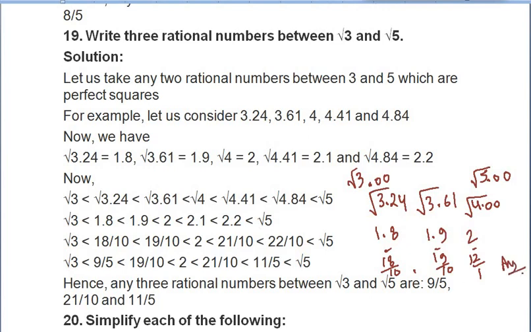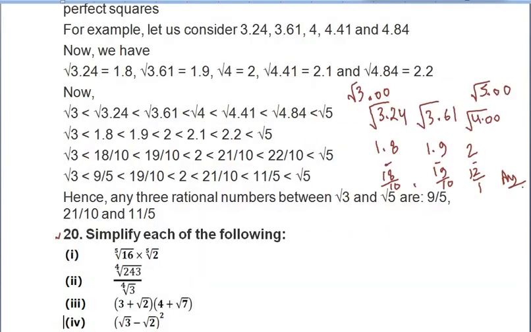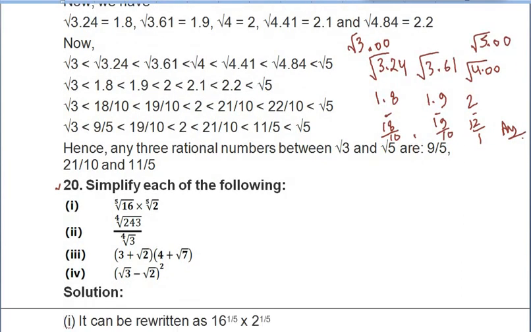Now question number 2 is saying simplify each of the following. We have to simplify and find out the answer. These are simple questions only. Put the equal to sign. Under fifth root 16 and fifth root 2, if the number is the same, the fifth root is the same, that means they can be multiplied. So here fifth root of 16 into 2 I can write.